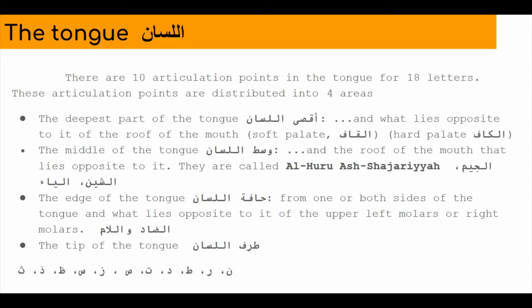We can see that al-qaf is very close to the throat, while al-kaf is being pronounced also from the deepest part of the tongue and what lies opposite to it of the roof of the mouth, but slightly below the point of articulating al-qaf. Al-kaf is under the place of pronouncing al-qaf.